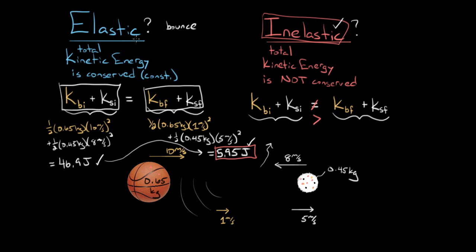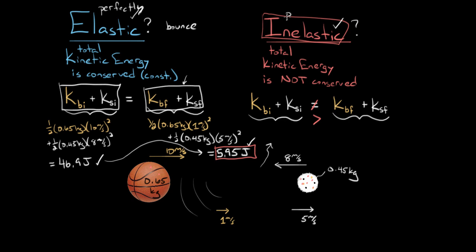So recapping, for a collision to be elastic, it's not enough to just know it bounces. You have to see if the total initial kinetic energy is the same as the total final kinetic energy. If that's the case, it's an elastic collision, and if that's not the case, it's an inelastic collision. One last note, sometimes you'll hear the word perfectly elastic collision. Well, that's redundant. That's just another way to say an elastic collision. In other words, a collision where the initial kinetic energy really is equal to the final kinetic energy.